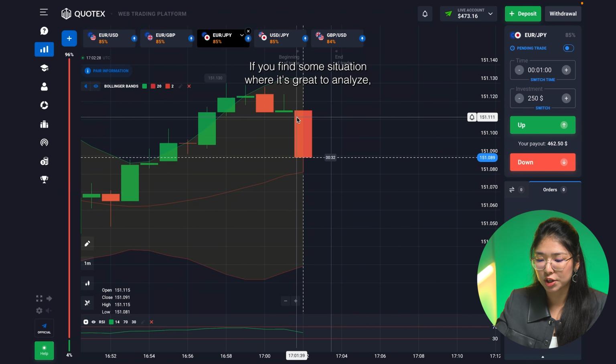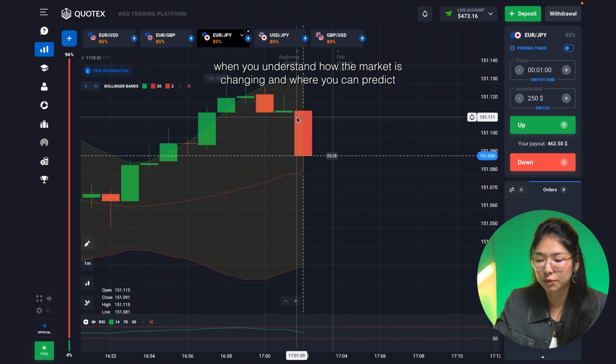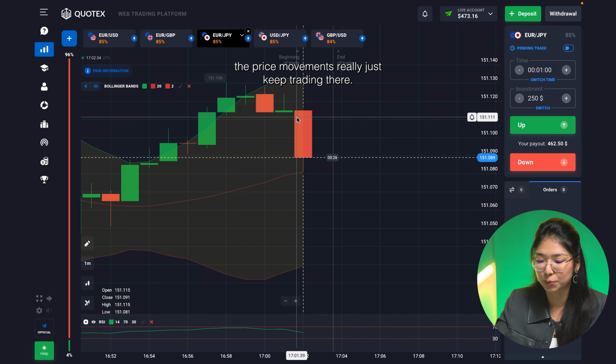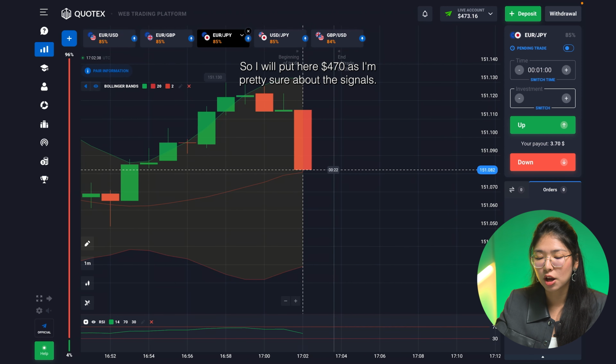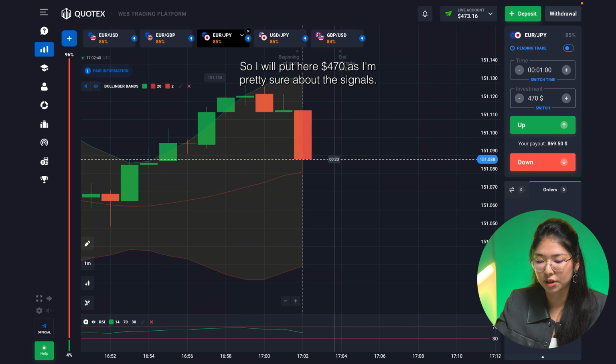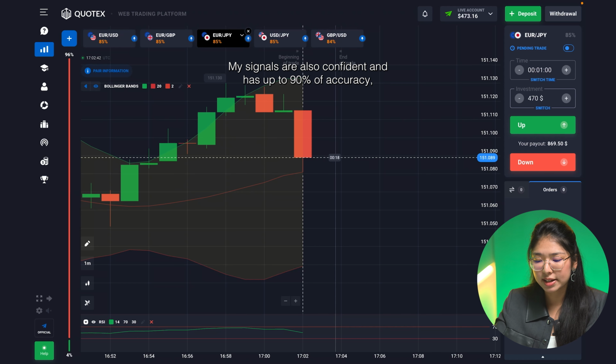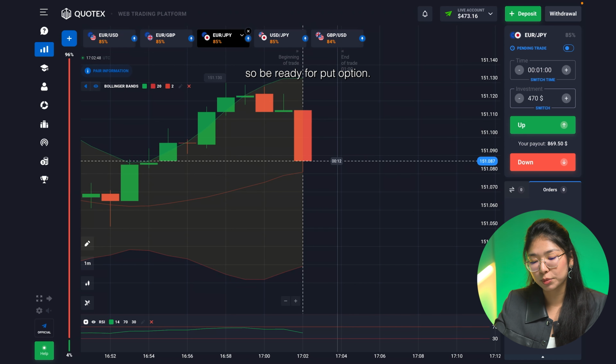It's great to analyze when you understand how the market is changing and where you can predict the price movements. Really just keep trading there. I will put here $470, and I'm pretty sure about the signals. My signals are also confident and have up to 90% accuracy. So be ready for put option.